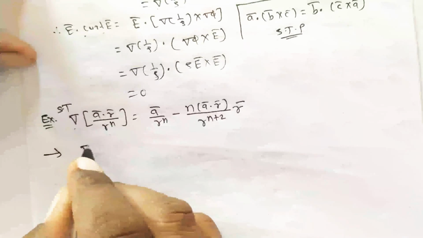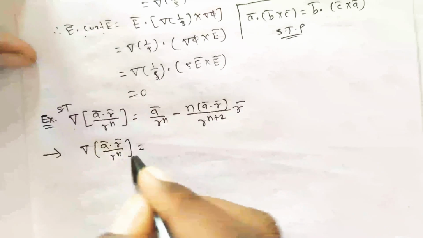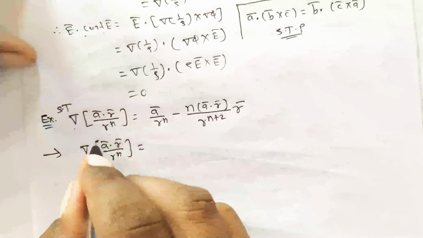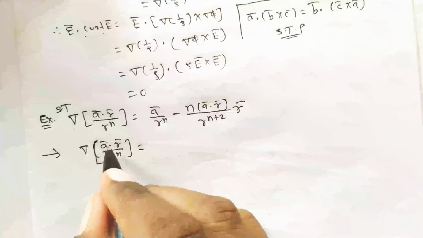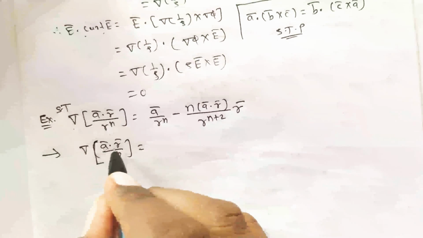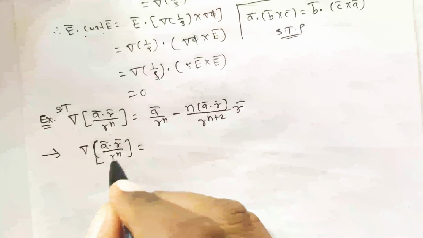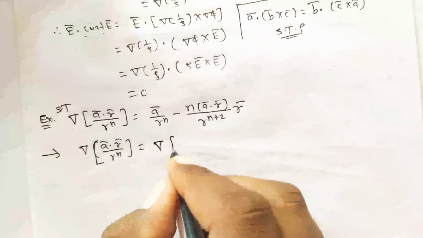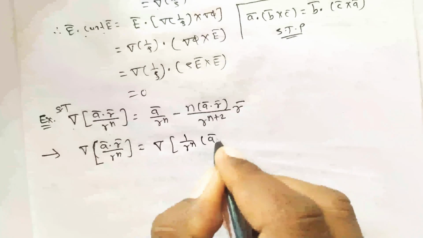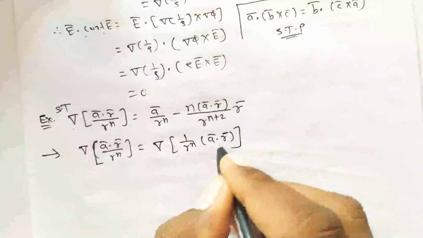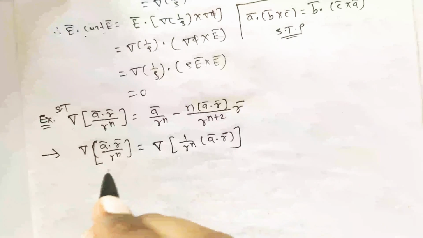If you take the LHS, del of a bar dot r bar upon r raised to n, observe this carefully: in vector identities, vector and scalar quantities are very important. In the numerator, a bar dot r bar, the dot product of two vectors, is a scalar quantity, and r raised to n is also scalar. So both are scalar here. We can write this as del of 1 upon r raised to n into a bar dot r bar, and use either del of u by v or del of u into v. By using the u into v rule, this problem is simple.